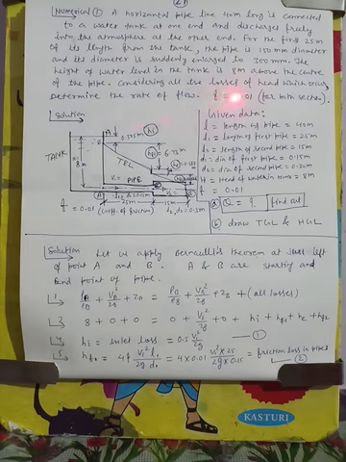Coefficient of friction is given as 0.01 for both sections. And also we have to find out the total gradient line. It is not written in the question, but we have to find out the total gradient line.